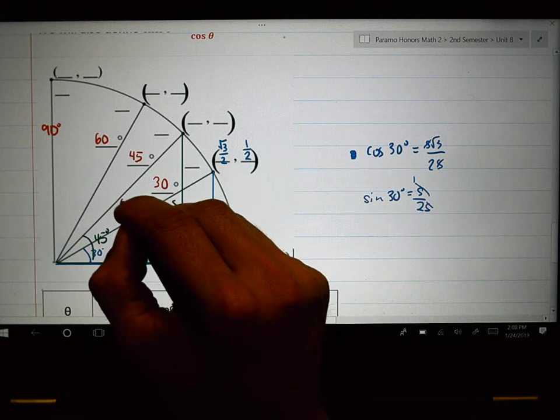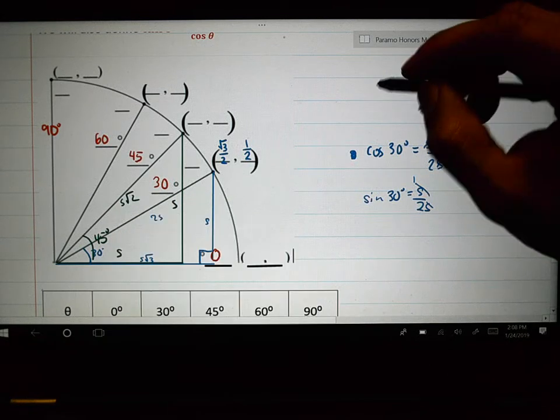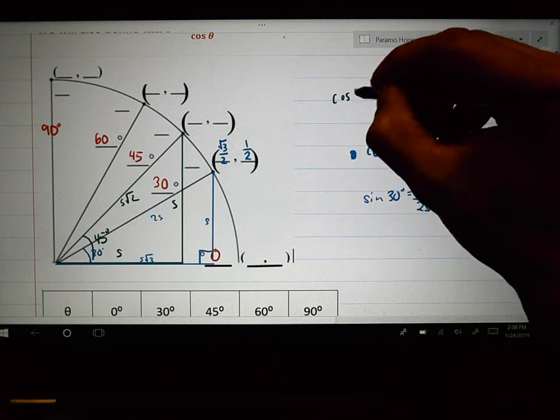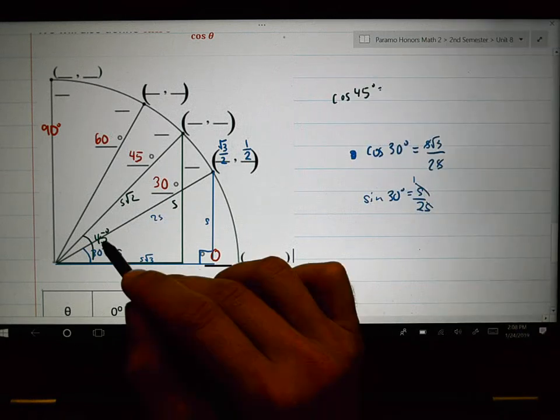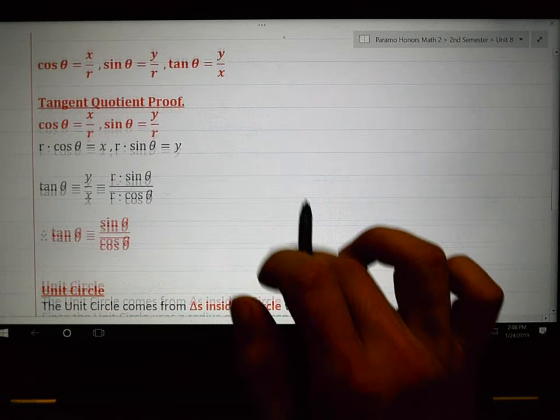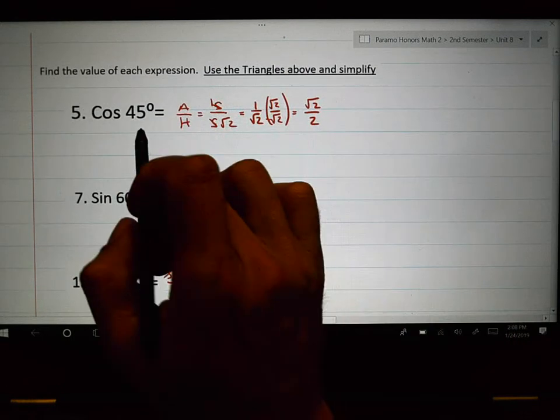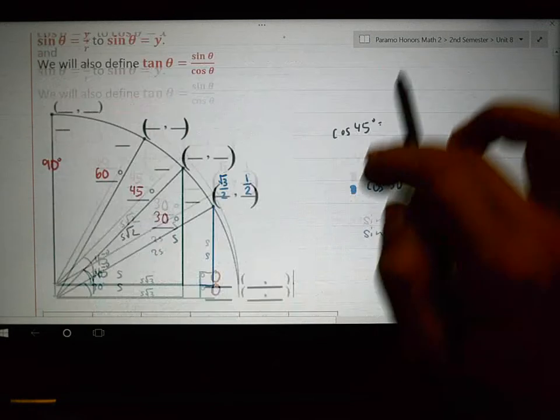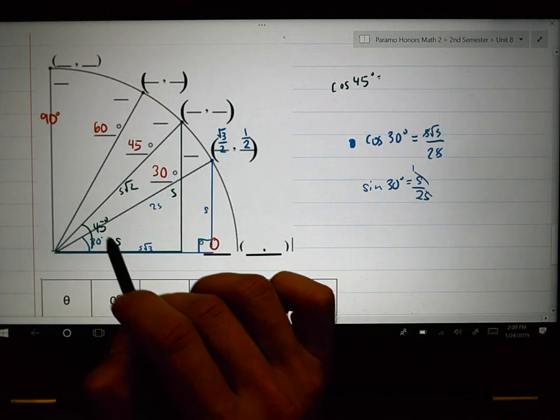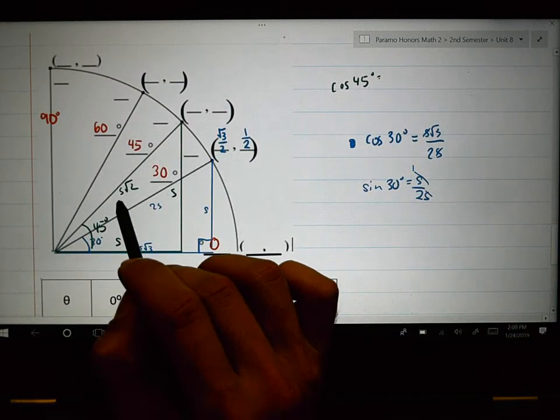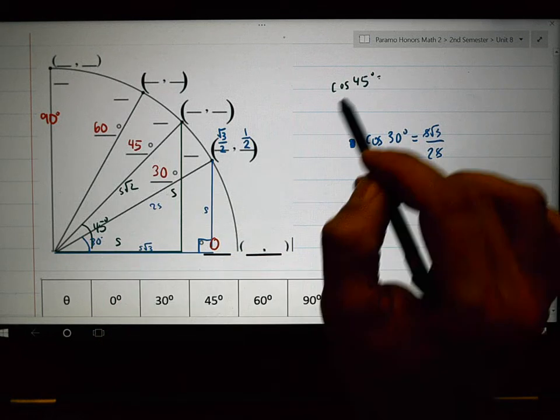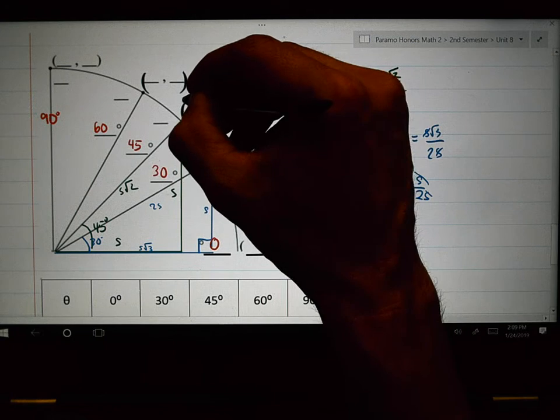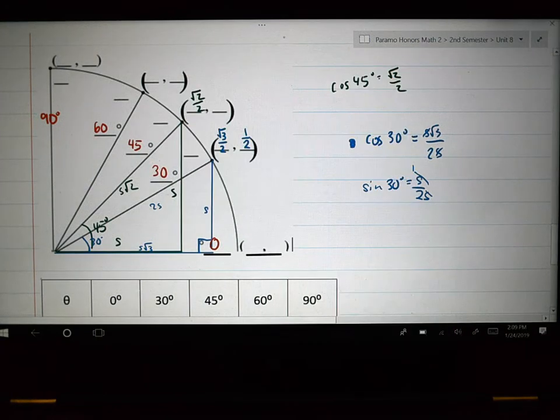If I'm thinking about the x-coordinate, the cosine of 45 degrees, we've already answered that question. It's right there. I already know what it's going to reduce to. But before I do that, let's look at this. It's the same thing as the adjacent over the hypotenuse. The cosine of 45 degrees, the x-coordinate, is always going to be root 2 over 2.